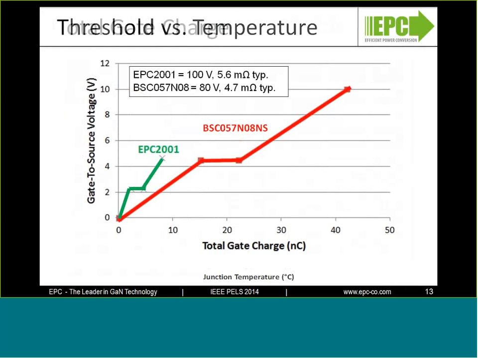Another very important aspect, perhaps the one that caused most of the engineers who are early adopters to buy these products, is the amount of charge it takes to turn the device on or off. That's called the gate charge. And you can see a comparison here between 2 devices which are very, very similar in electrical characteristics. One is from Infineon, an 80-volt, 5 milliohm part. The other is an EPC 100-volt, 5.6 milliohm part.